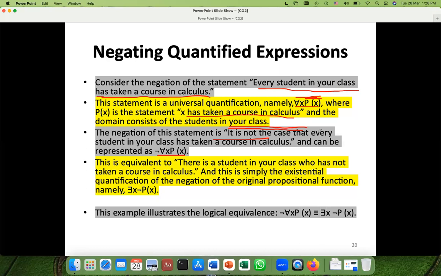Or the other way is: every student in your class has not taken a course in calculus. This is the second approach to represent the meaning of the negation. So this is the mathematical notation, and this is how you can represent the negation in sentence form. But how can you evaluate the negation?